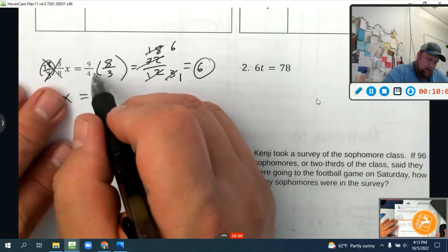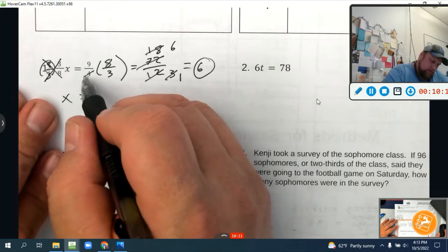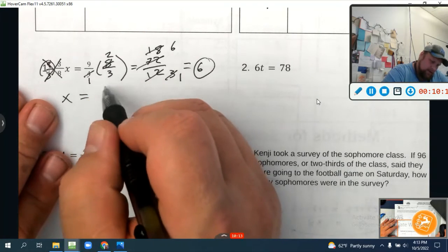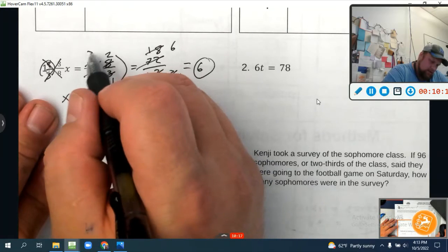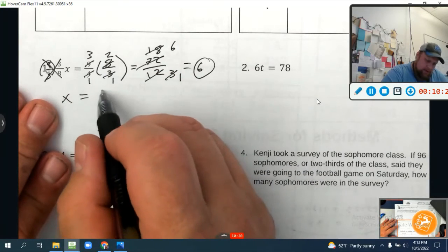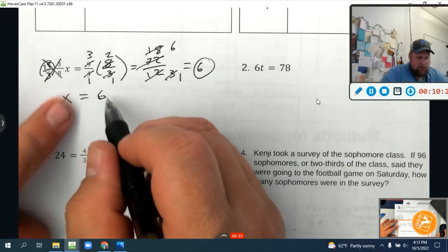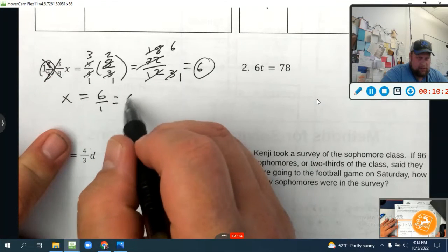I like going this way. What goes into both 4 and 8? 4 does. 4 goes into 4 once, goes into 8 twice. How about 9 and 3? 3 goes into 3 once, goes into 9 3 times. And I'm left with 3 times 2 is 6. Some of you are going to say, that's 6 over 1. What is 6 over 1? It's just 6.